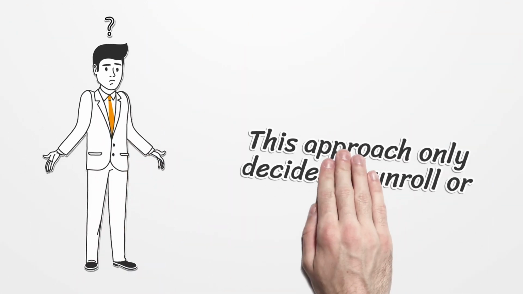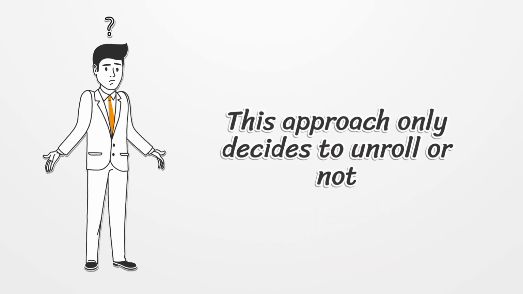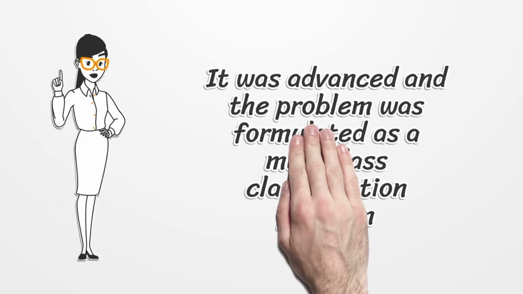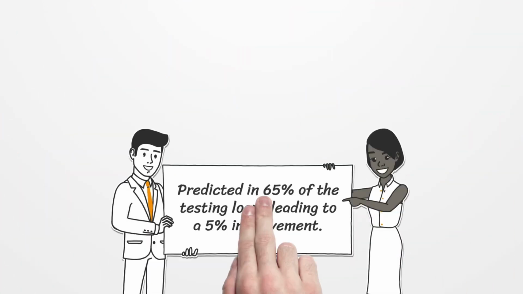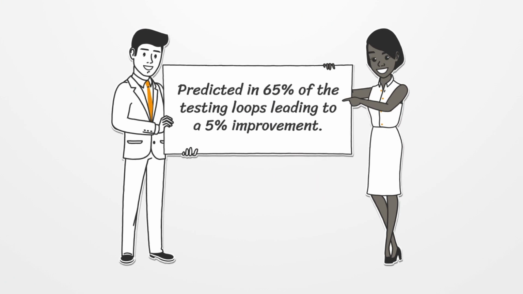However, this approach only decides whether to unroll or not, and doesn't determine how many times the loop should be unrolled. This work was advanced and the problem was formulated as a multi-class classification problem. This approach correctly predicted in 65% of the testing loops, leading to a 5% improvement.